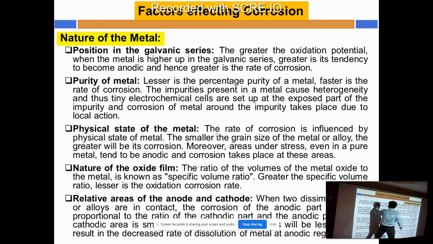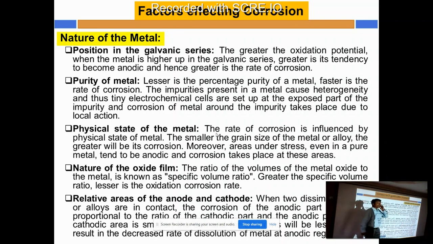So the greater the oxidation potential, the higher the metal is in the galvanic series, the greater its tendency to become anodic, and hence the greater the rate of corrosion. It's true, isn't it? Those which are higher up will become very active, very anodic, so a very high oxidation rate, so high corrosion. Fine. So that is the first thing: position in the galvanic series.